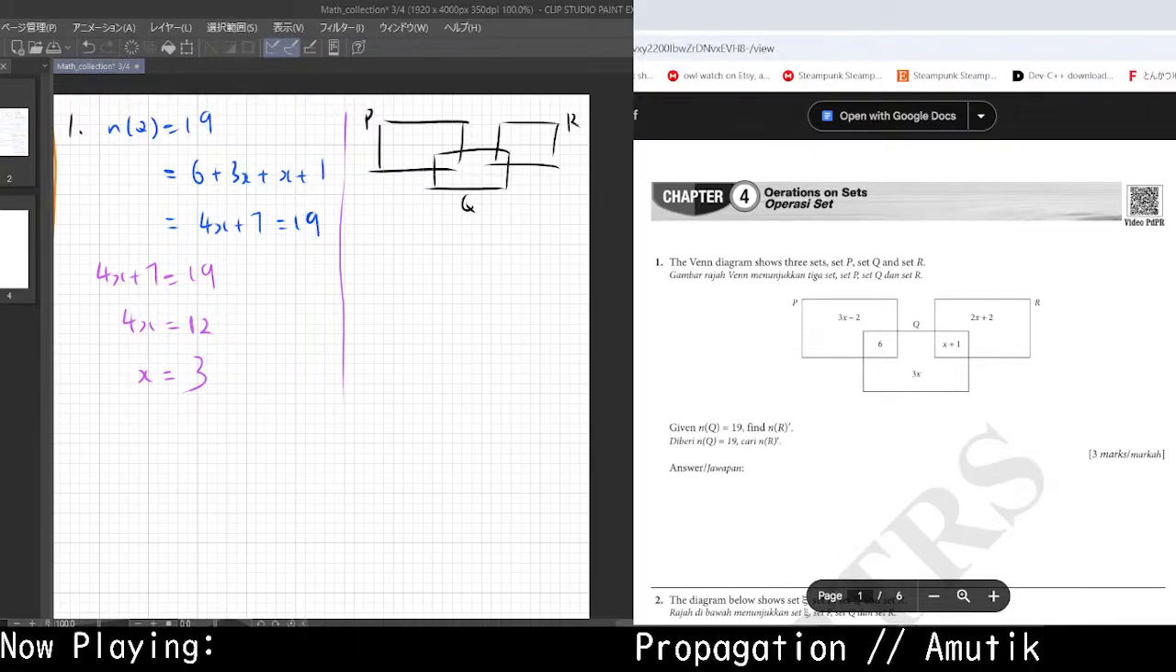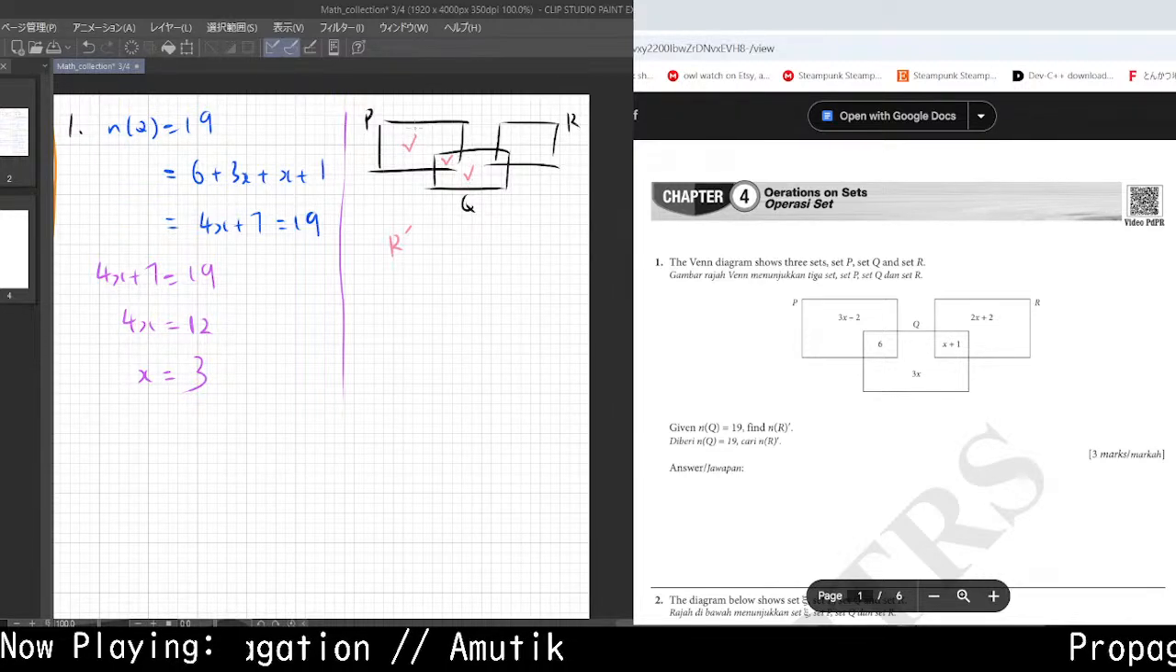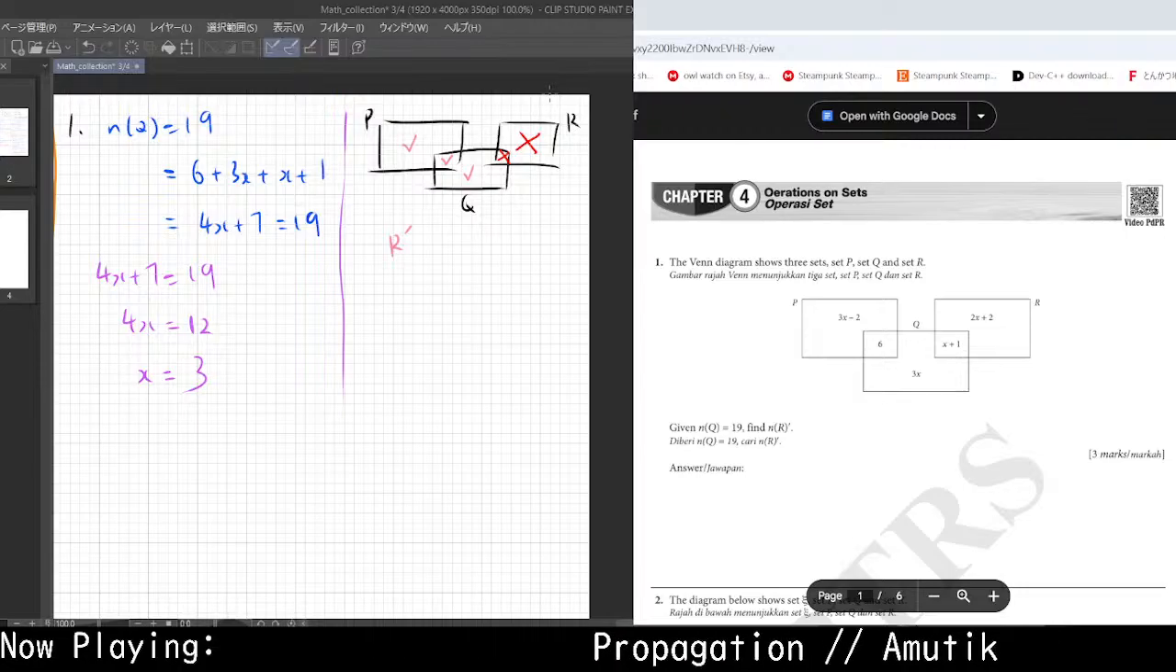In this case, your R prime refers to the things that are outside of R. So this portion yes, this portion yes, this portion yes. Whereas this is inside R, no. This is inside R, no. So we want the 3 portions that are outside of R instead.